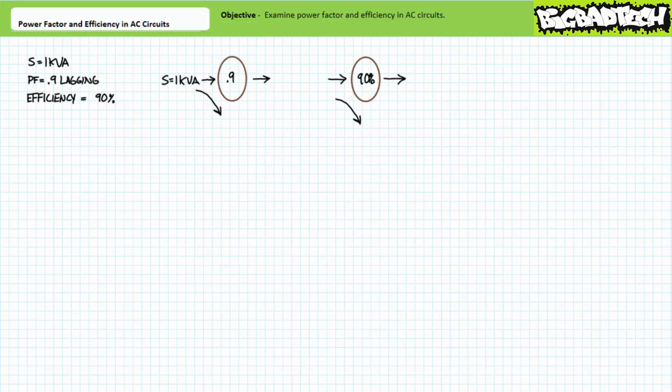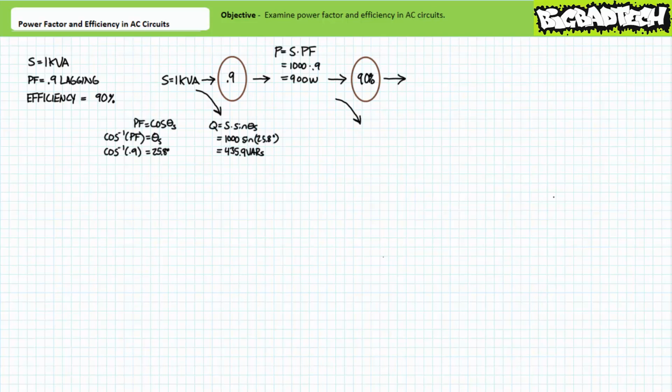Speaking of examples, let's try an illustrated example. Consider a system known to consume 1 kilovolt ampere of apparent power. It has a lagging power factor of 0.9 and an efficiency of 90%. Note, despite the similar ratings, power factor is not efficiency, and efficiency is not power factor.